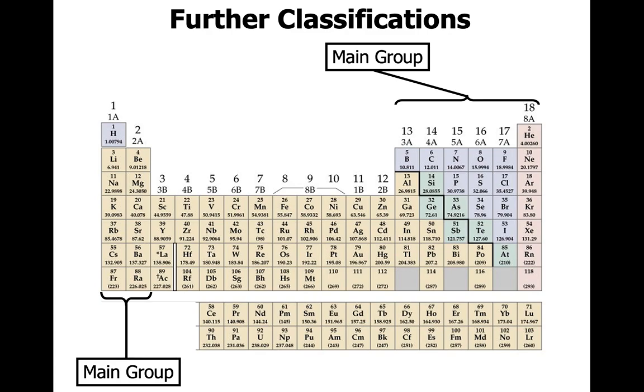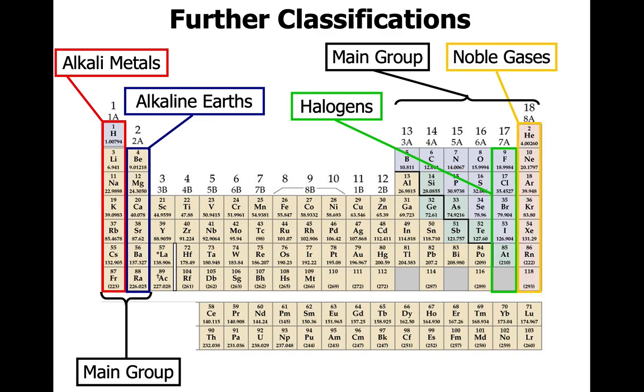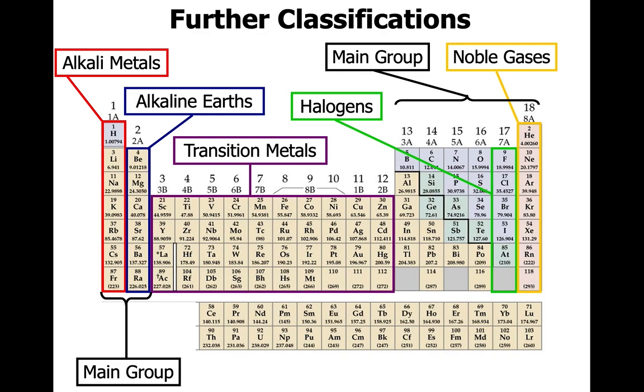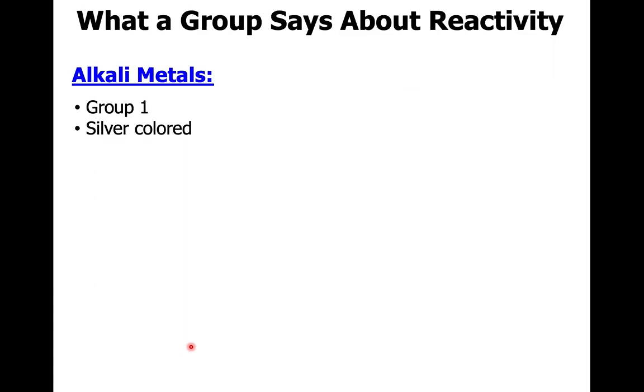All right, let's look at some further classification. Main group we've already talked about. Some of the columns can be named separately also. We have the alkali metals, that's the first column. The column right next to it is the alkaline earth metals. Almost all the way to the far right in green there are the halogens, and next to them are the noble gases. The middle again can be called the transition metals, or the D block metals. And the bottom are the lanthanides and the actinides, named after what starts them off, lanthanum and actinium.